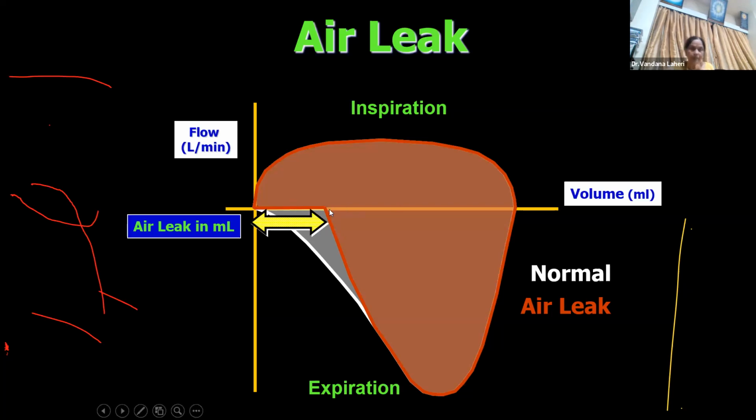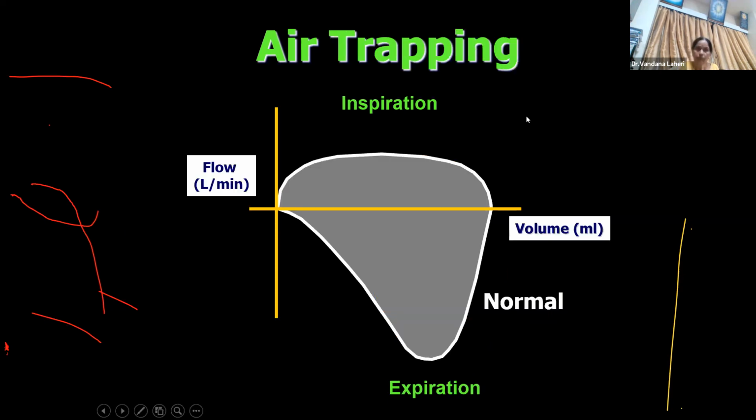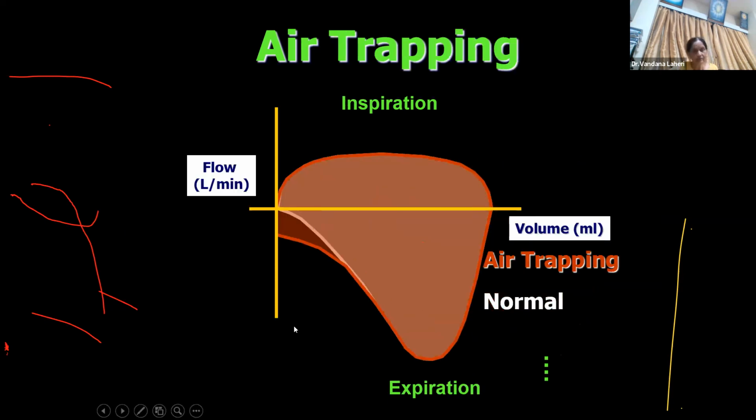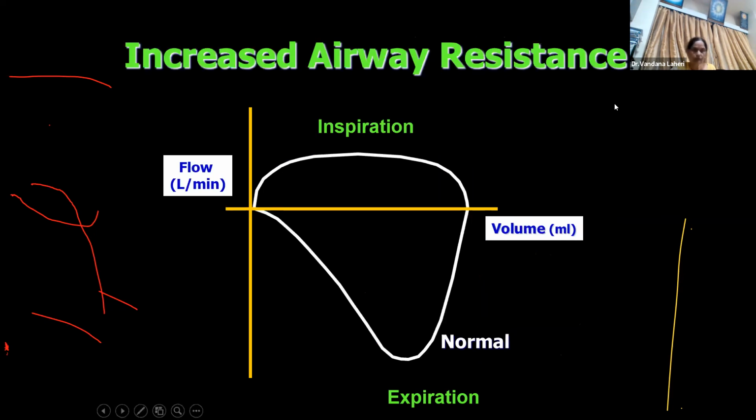It reaches baseline, but it does not reach your zero point. So this is what an air leak looks like, in liters or ml. Air trapping, can you see? Air leak was when this line came here. Air trapping is like this. That means it does not return to baseline. This will give you auto-PEEP.